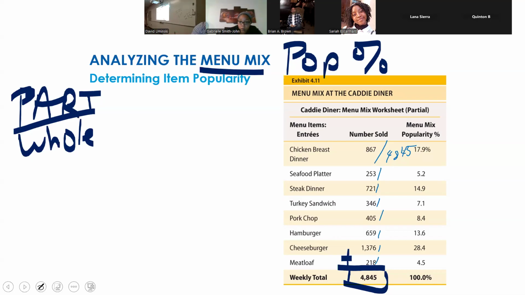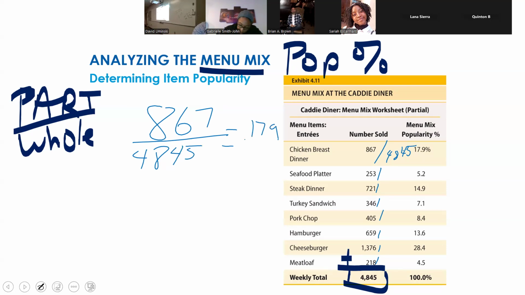Let me show you. So for chicken breast, for example, 867 is my part. I divide that by my whole of 4,845, and I get 0.179. So I'm going to move that decimal place over and get 17.9%. That is how I get that number. Let me show you one more time.